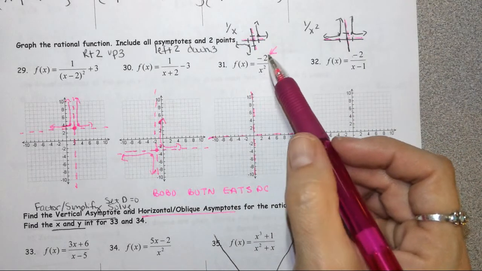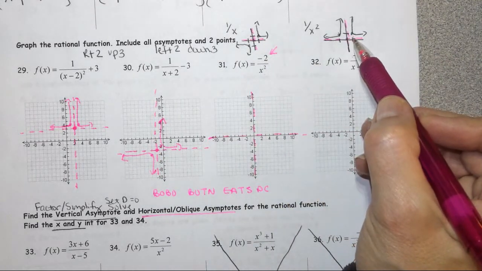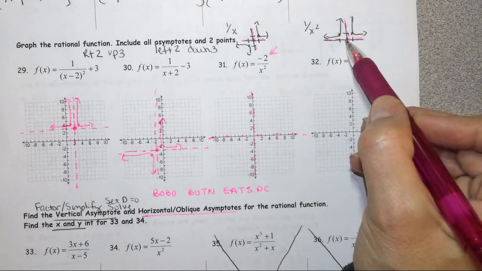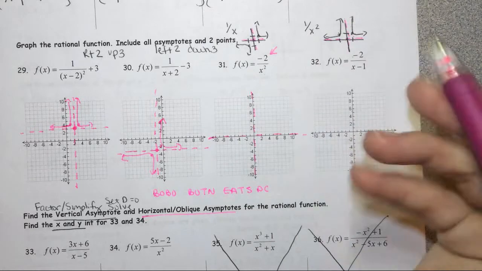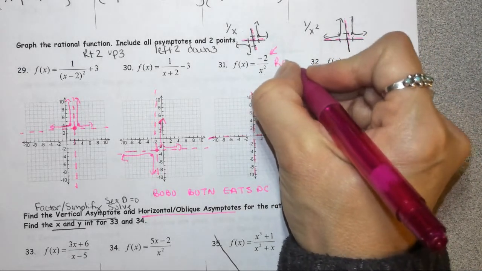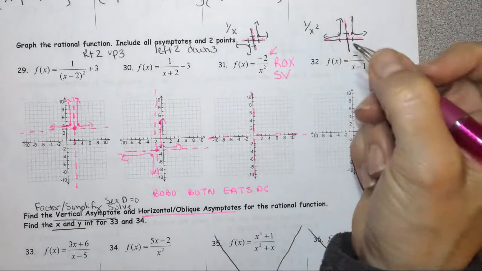There's a stretch. So it's an x squared, so I'm thinking about this. Instead of going right 1, up 1, I'm going to go right 1, up 2 if it were a positive. But because it's a negative, that means it's going to reflect over the x, and that 2 is going to make it do a stretch that's vertical.